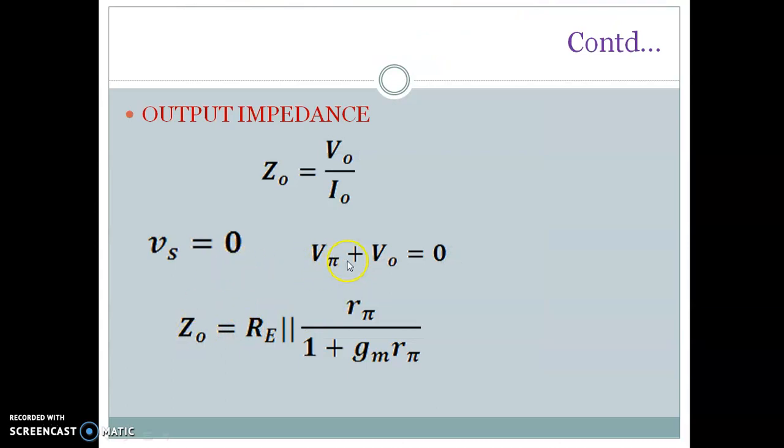So Vs is equal to 0. Then V pi plus V0, where V0 is the drop across RE. So when Vs is equal to 0, then V pi plus V0 becomes 0. So therefore, from this relation, we can find out that the output impedance Z0 is equal to RE parallel R pi divided by 1 plus GM R pi. R pi is already a small quantity, divided by 1 plus GM R pi it will be a very small quantity. So therefore, common collector has a very low output impedance.